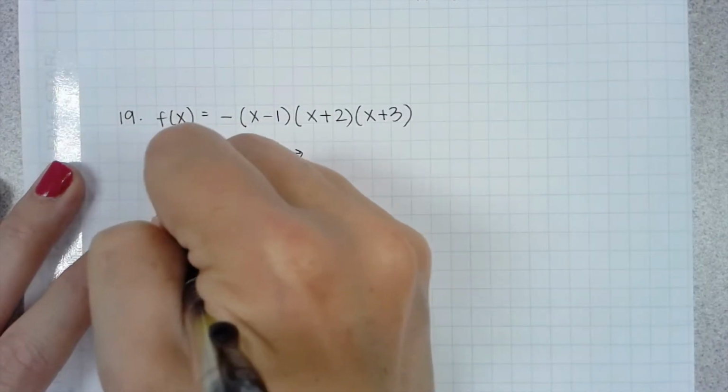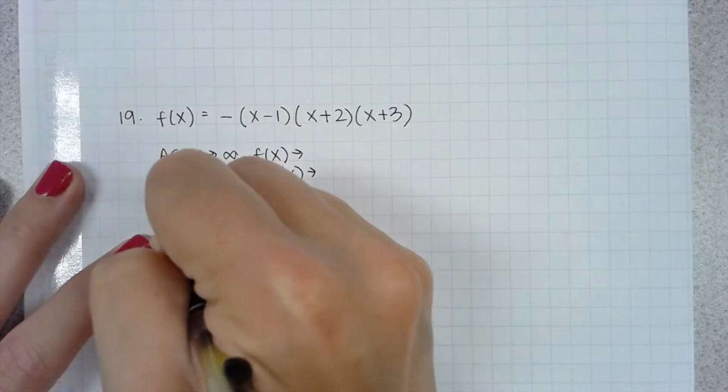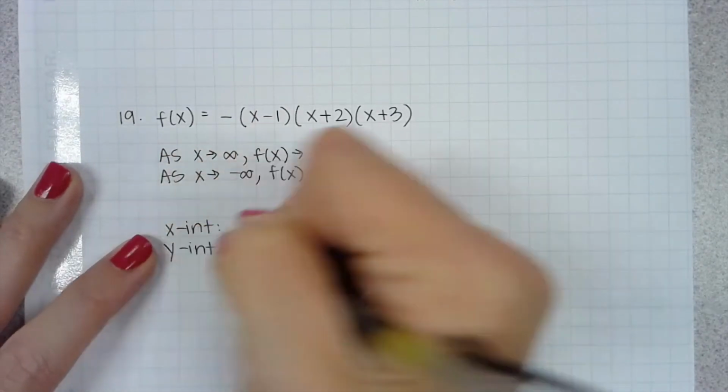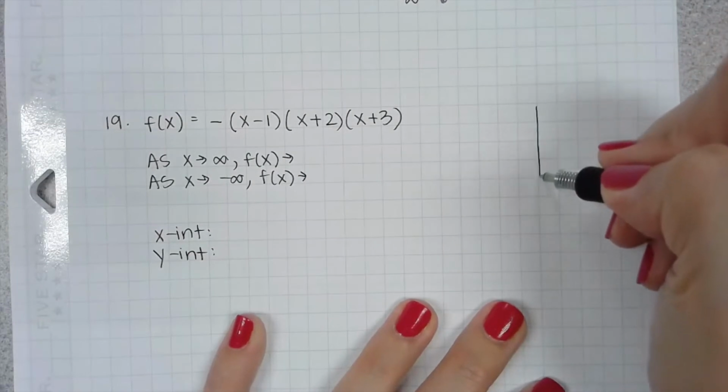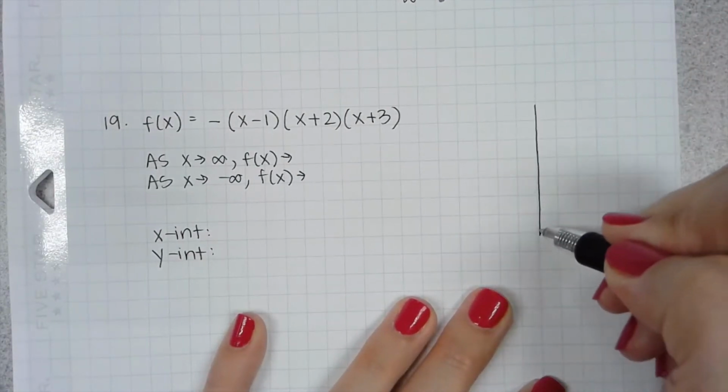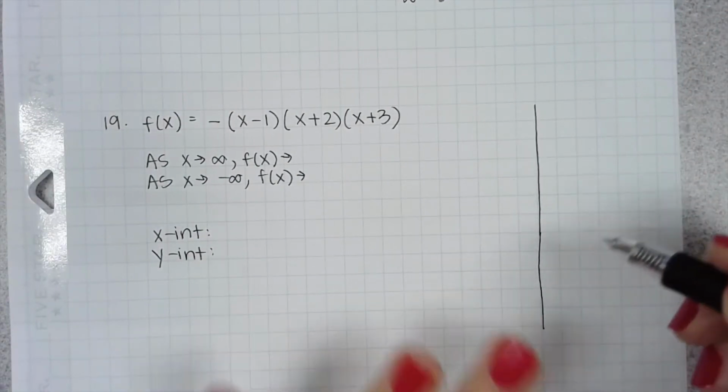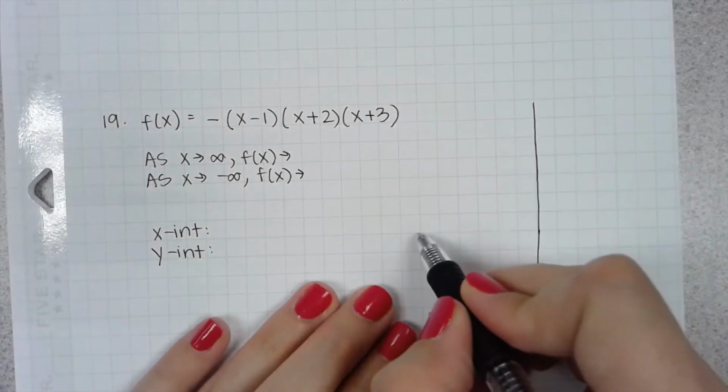And then to help us graph it, we'll also list off our x-intercepts and we'll also list off our y-intercepts. And we can actually do this part now. So doing the x-intercepts and y-intercepts on this question are going to help me when it comes to graphing it. It's going to help me make sure that it's in the right spot.